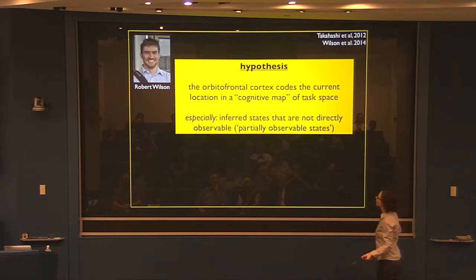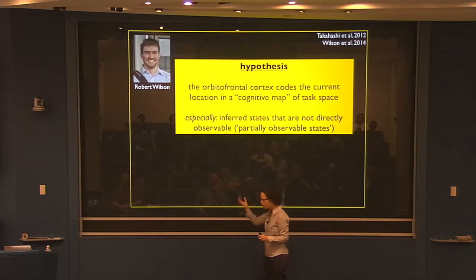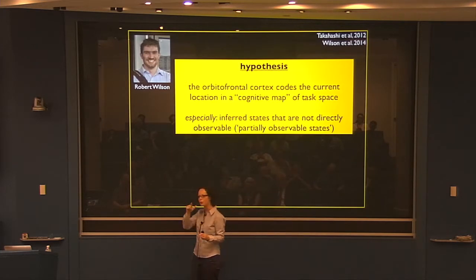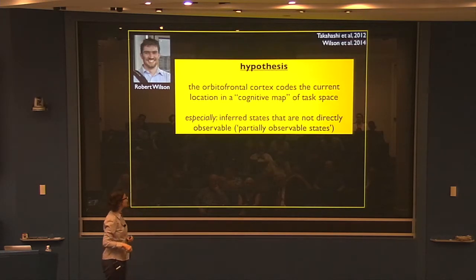And we thought that this is especially true and important for states of the kind that I've talked about, these ones that you have to infer, that you don't directly see. So the tone sounds like the same old tone, but you know that this is different from that tone because you've inferred a different latent cause. Those kinds of states we think are critically dependent on the orbitofrontal cortex. We call them partially observable states.